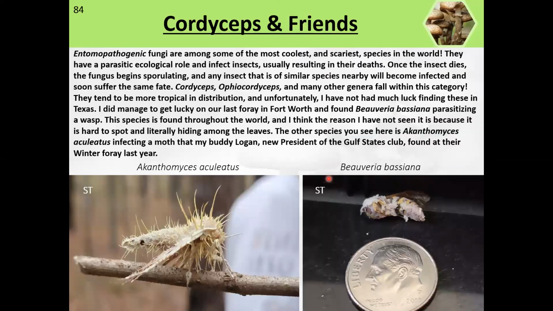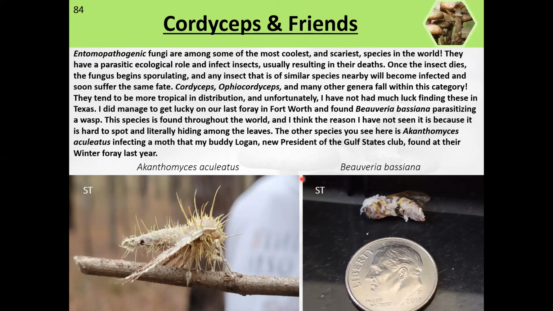And then cordyceps and friends. These are some of my favorites. The entomopathogenic fungi, right? These fungi specifically infect an insect in most cases to cause a disease and kill them. Sadly, the good thing is this doesn't happen to humans because we'd kind of be screwed.